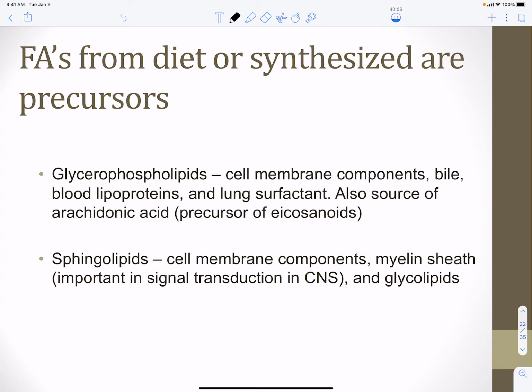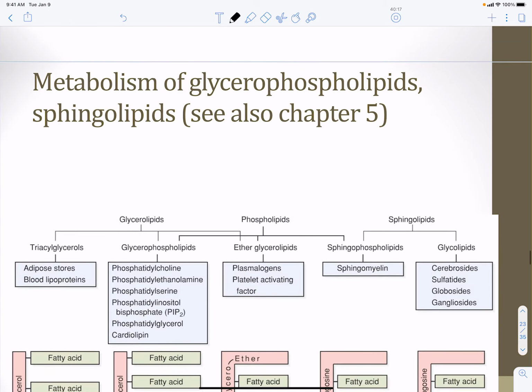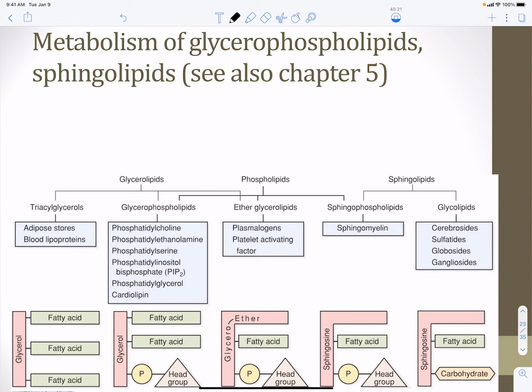Our sphingolipids are also going to be membrane components. They're going to be important in protecting nerves, myelin sheath, and they also form glycolipids. So this is just an image that shows different components of the cell membrane and different lipoproteins, lung surfactant, etc. And some of them are going to have a glycerol backbone. Others are going to have a serine backbone, sphingosine. And so we have our traditional TAG with our glycerol backbone.